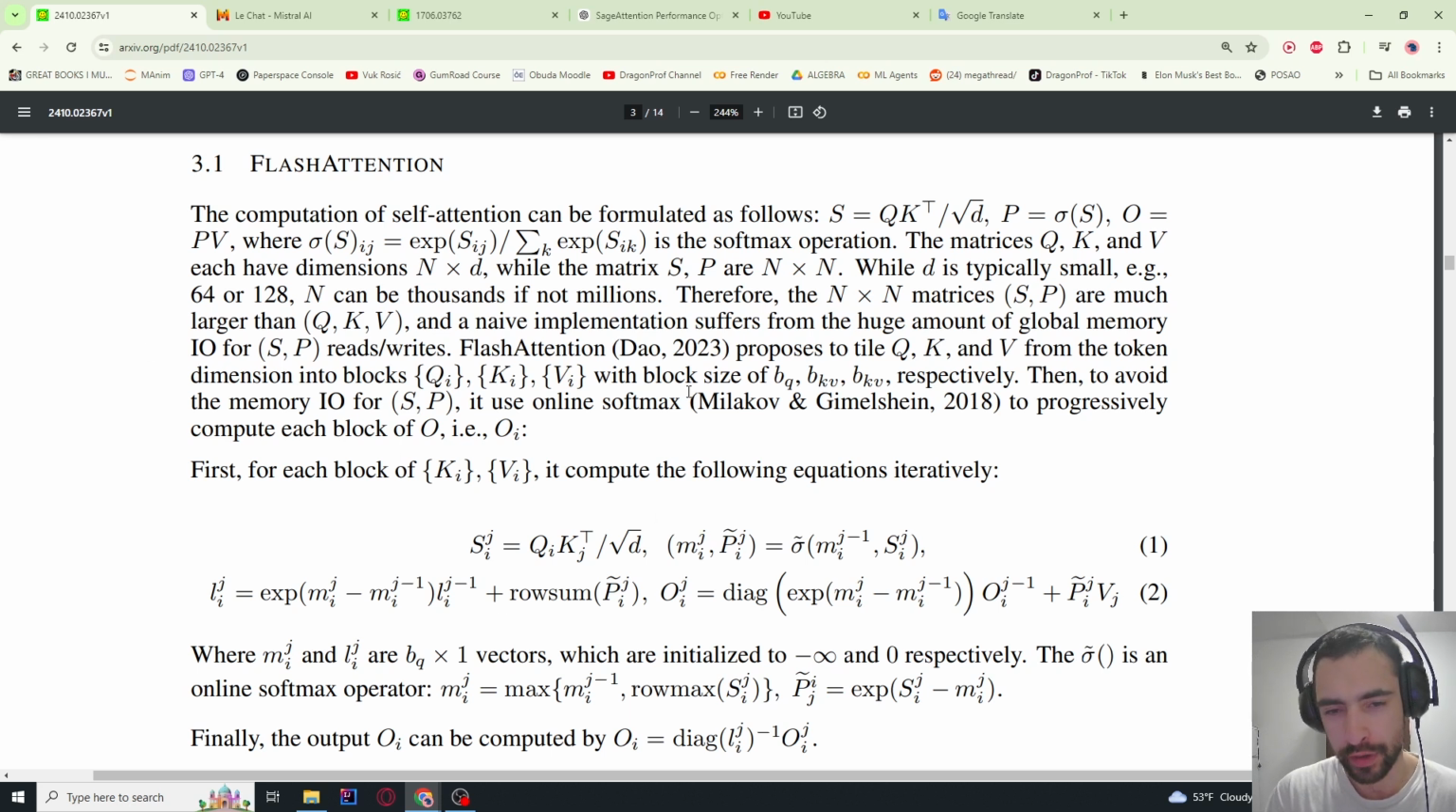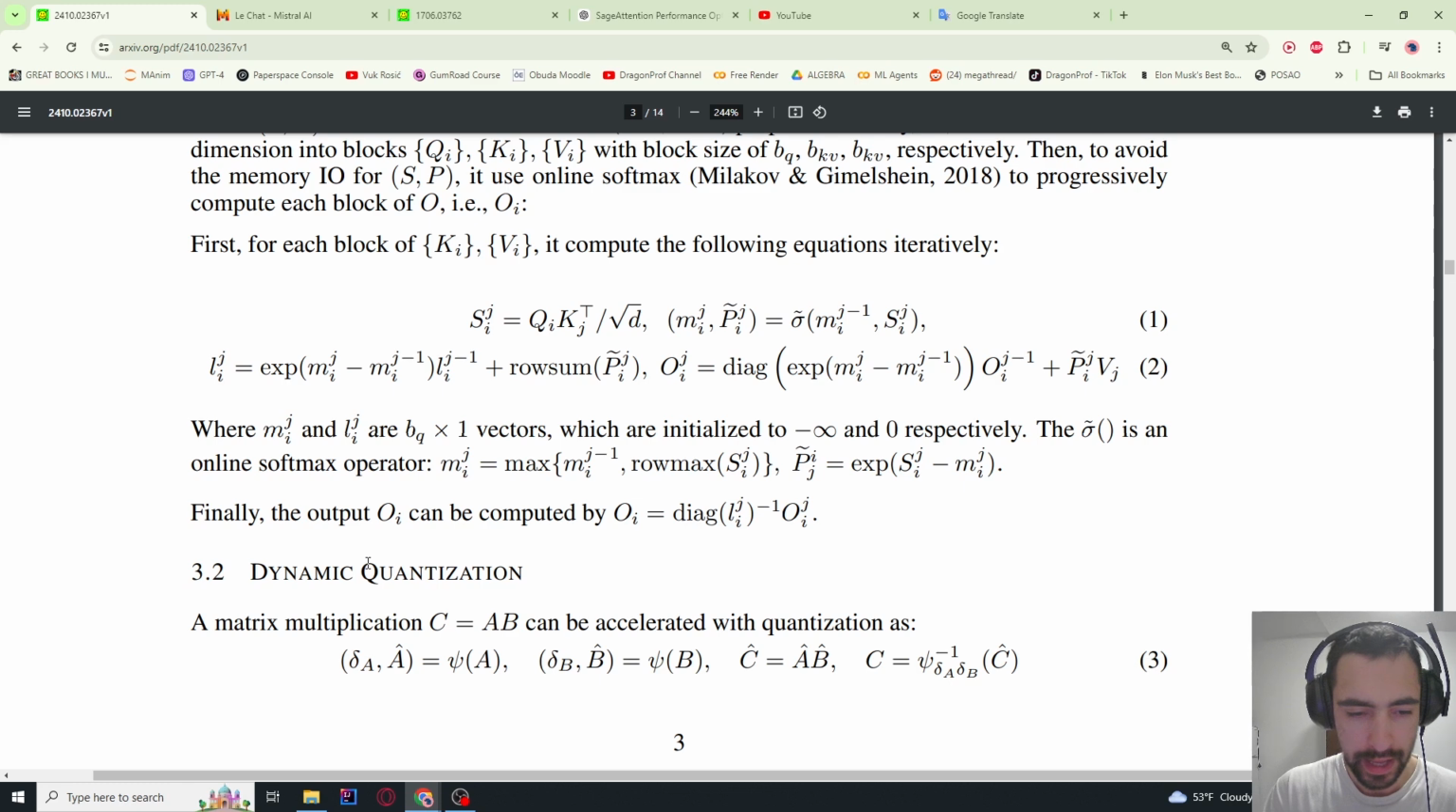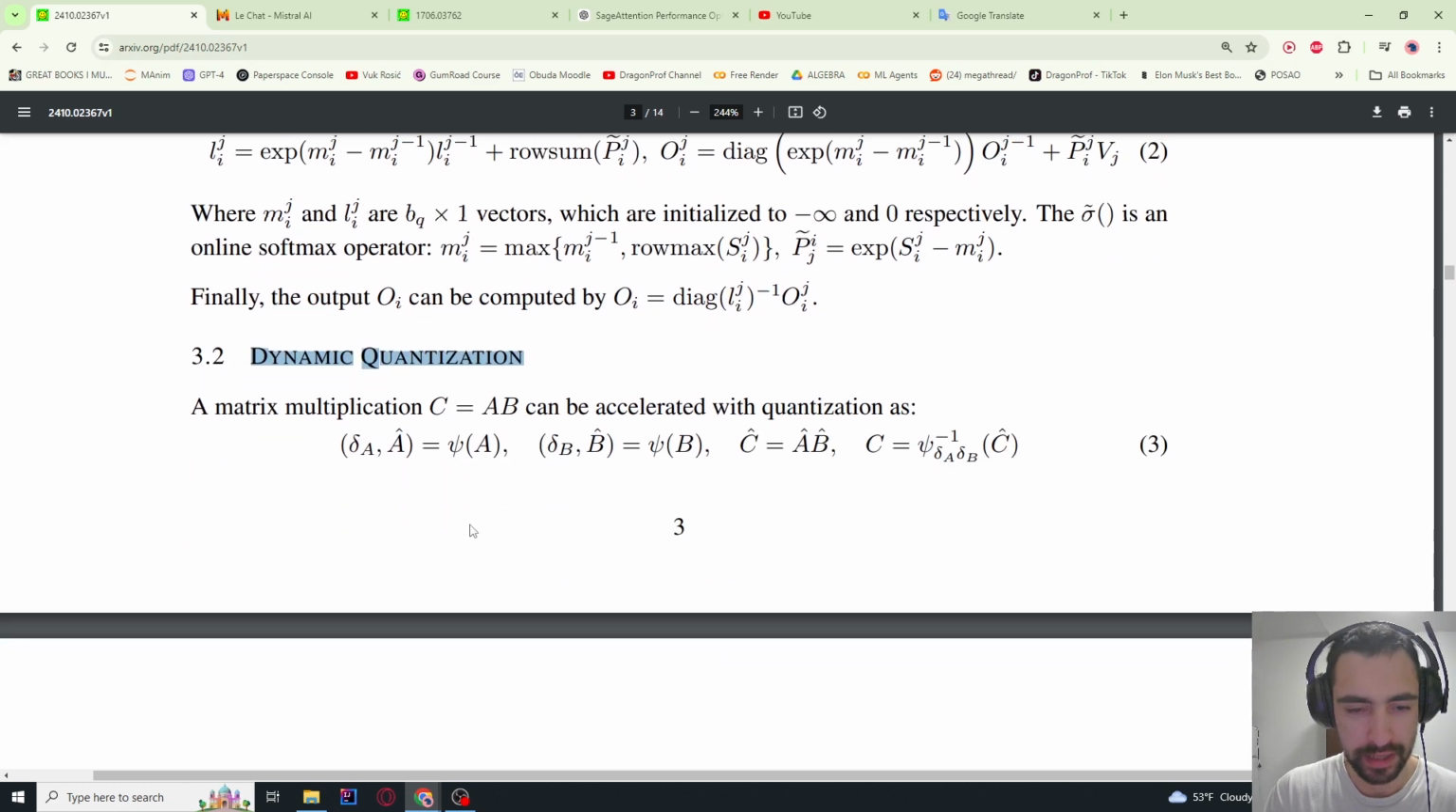So maybe I'll go into FlashAttention more deeply in a different video, or you could check YouTube to find different videos explaining this mathematics. And then dynamic quantization is a lot simpler.